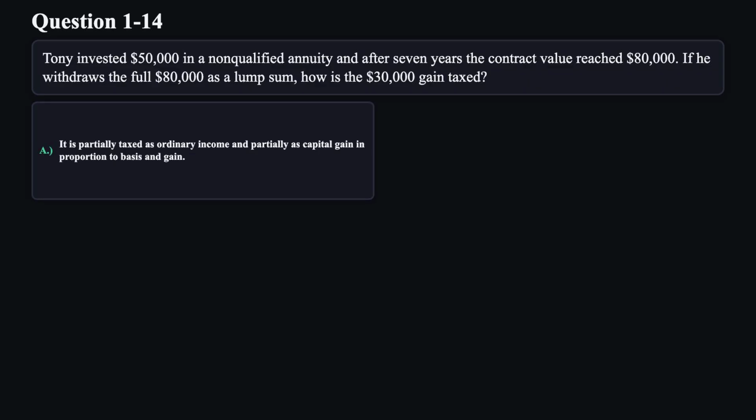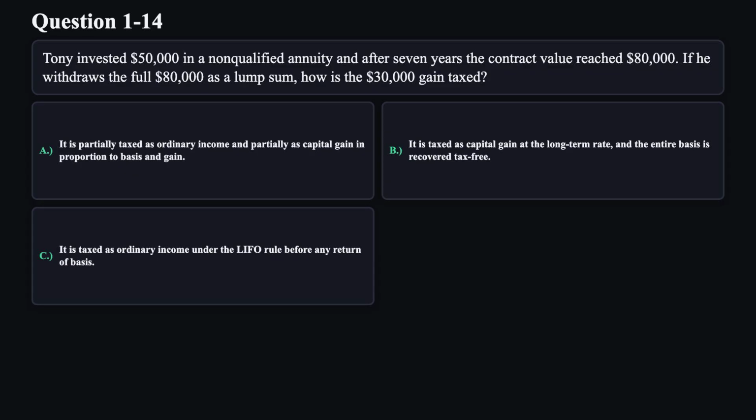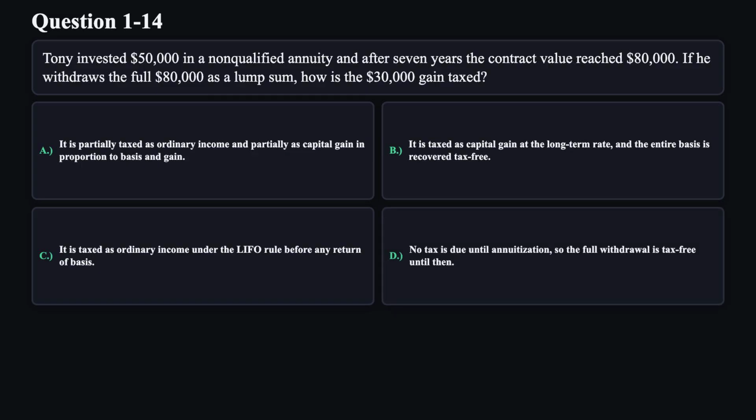A. It is partially taxed as ordinary income and partially as capital gain in proportion to basis and gain. B. It is taxed as capital gain at the long-term rate, and the entire basis is recovered tax-free. C. It is taxed as ordinary income under the LIFO rule before any return of basis. D. No tax is due until annuitization, so the full withdrawal is tax-free until then.